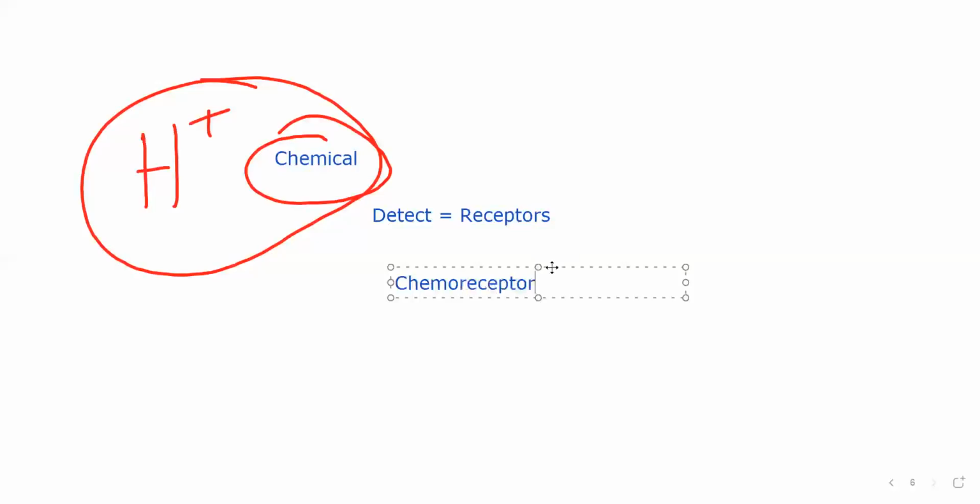That is my prefix. I'll need a chemoreceptor to detect that. The chemoreceptors that detect changes in pH in the body, we find them at different locations. Some of them will be located in the medulla oblongata. Some are found in the major arteries.